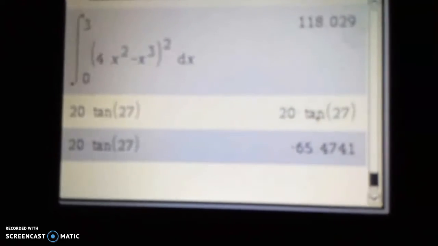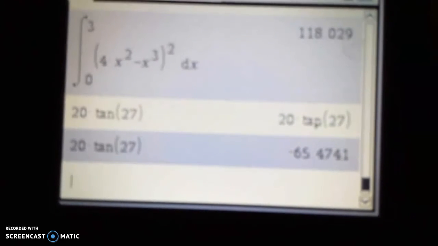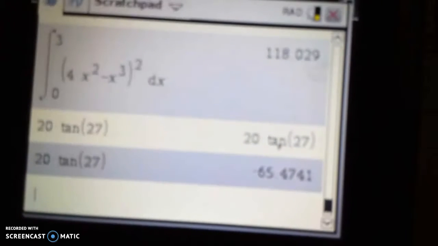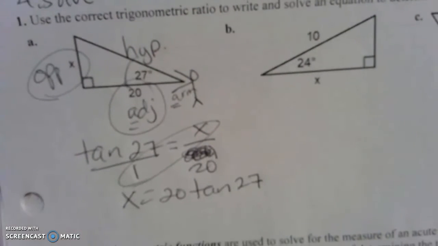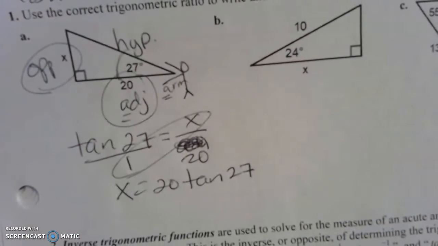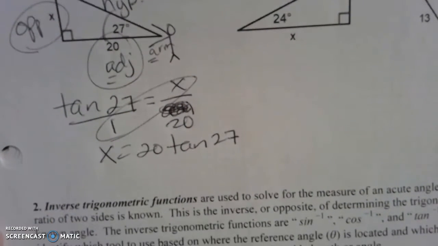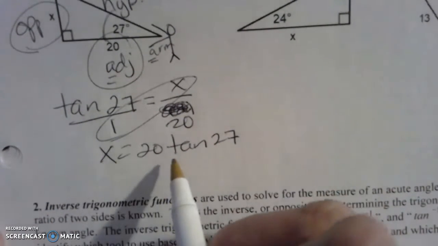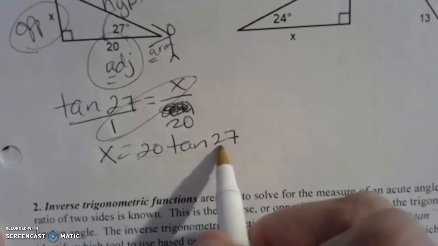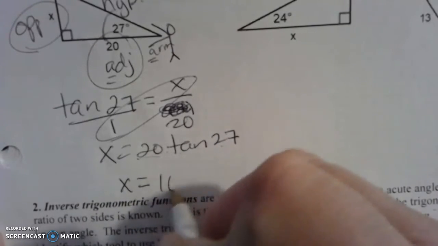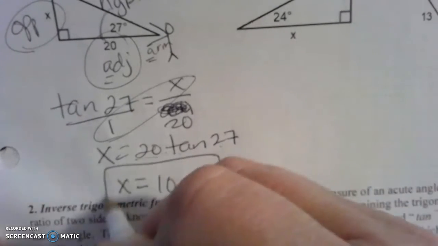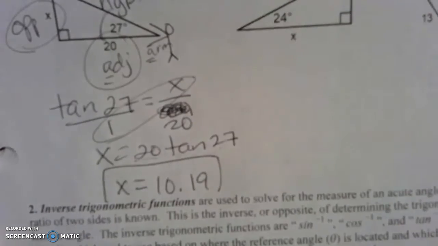Oh, I want to know what the decimal equivalent is. So why is that negative 65? It shouldn't be negative 65. I think I have my calculator set on radians for doing this with calculus. Hold on. Yes, I had those settings wrong because I've been doing radians with my calculus class. But if you go to Desmos Scientific Calculus and just do 20 times tangent 27, you're going to get x equals 10.19. That's what you should get for that one.